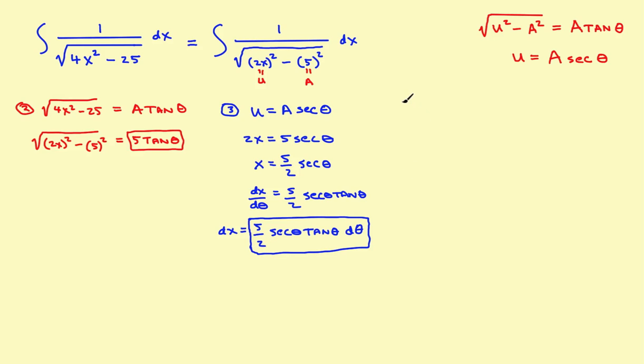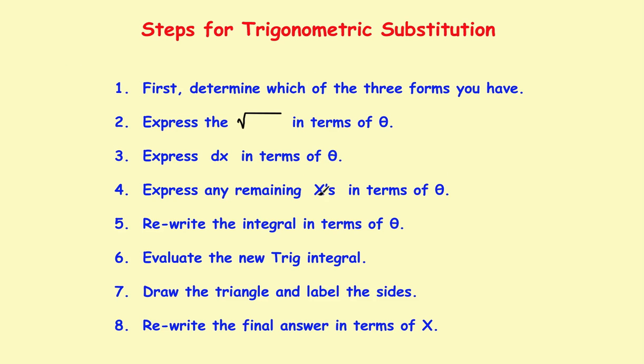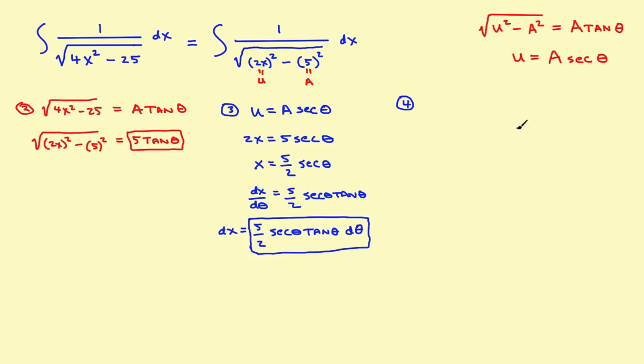And let's take a look at step number 4. What step number 4 says is express any remaining x's in terms of theta. Well, in this problem, there are no remaining x's. Again, sometimes you might have an x in the top or another x down here in the bottom, but there are no more remaining x's, so step number 4 is done. You don't have to worry about it. So we go on to step number 5.